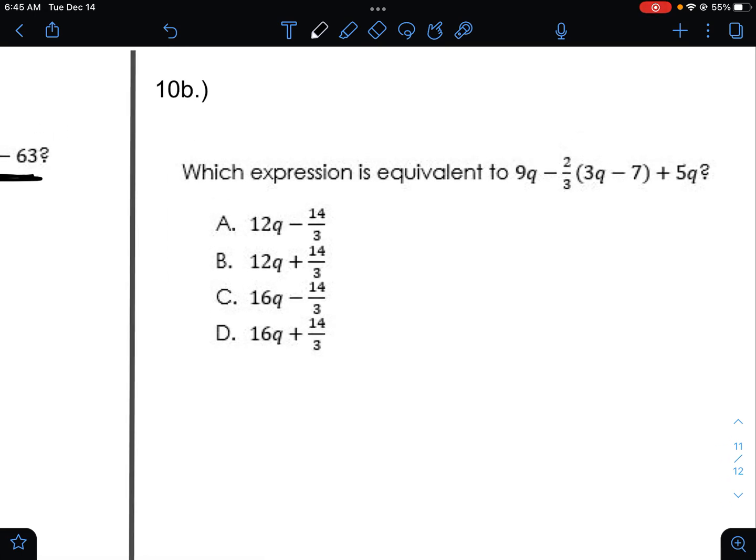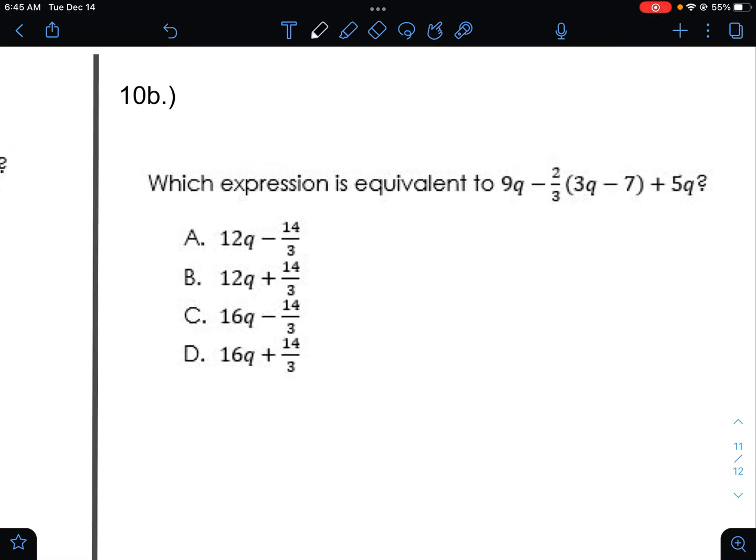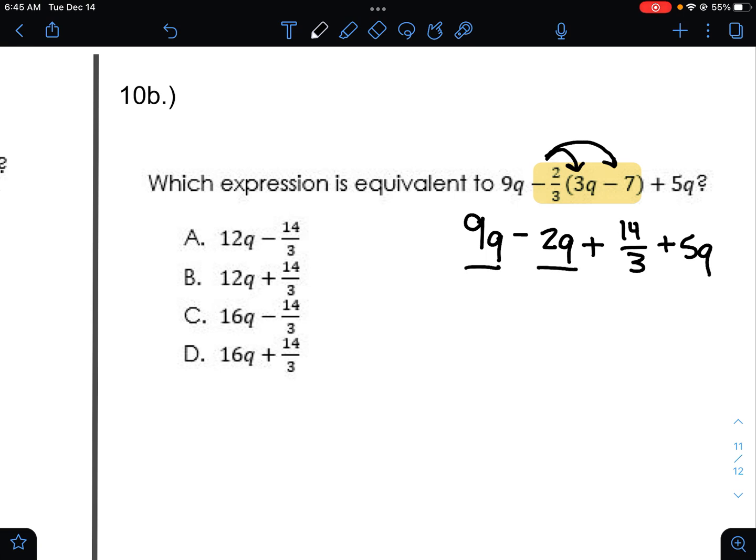Okay, number 10b, which is equivalent. I see that I need to distribute this stuff here first, so that's what I'm going to do. I drop down the 9q. I take 2/3 times q, and I get a negative 2q. Negative 2/3 times a negative 7 is a positive 14/3 plus 5q. I combine all my q's. 9q minus 2q is 7q, plus 5 is 12q, plus 14/3. So that would be answer choice B.